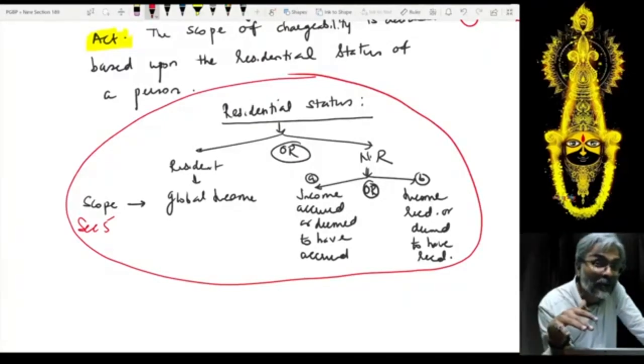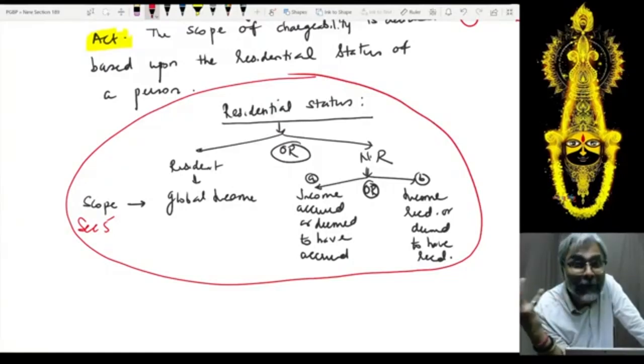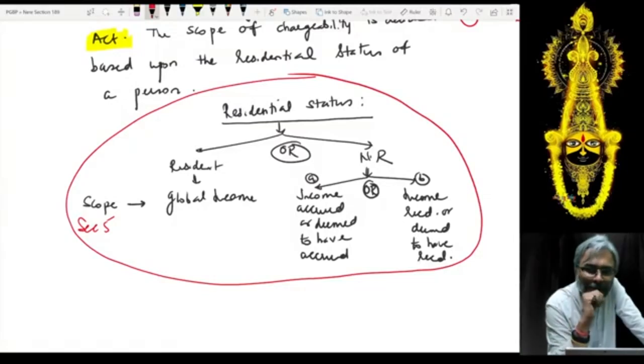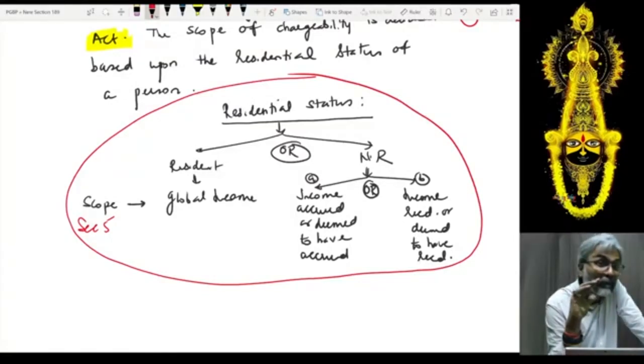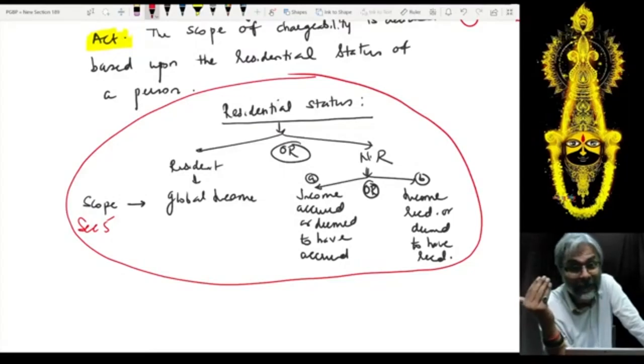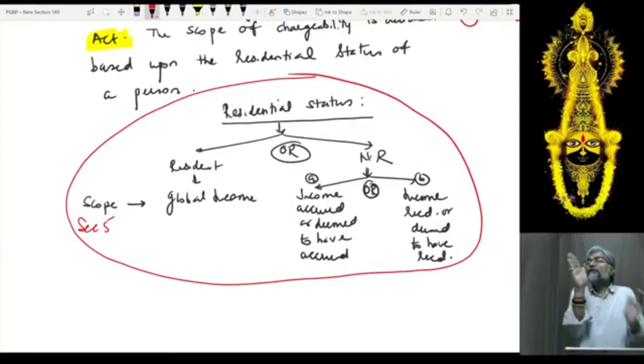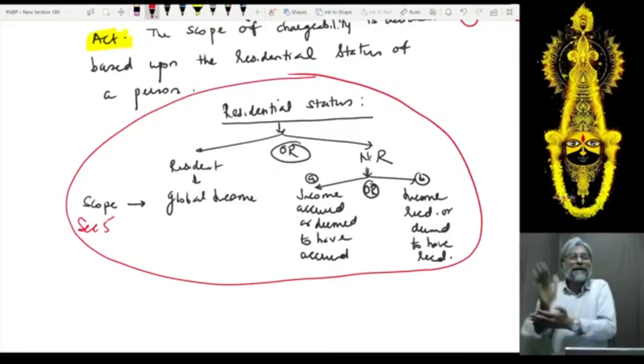It is a charge on the transaction, on the supply, on the event. It is not a charge on the person. And so if it is not a charge on the person, it is a charge on the supply or it is a charge on the event. So how the nexus is established?